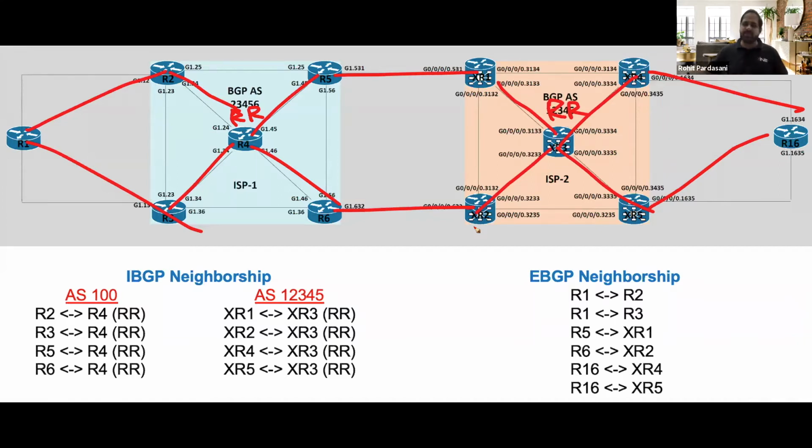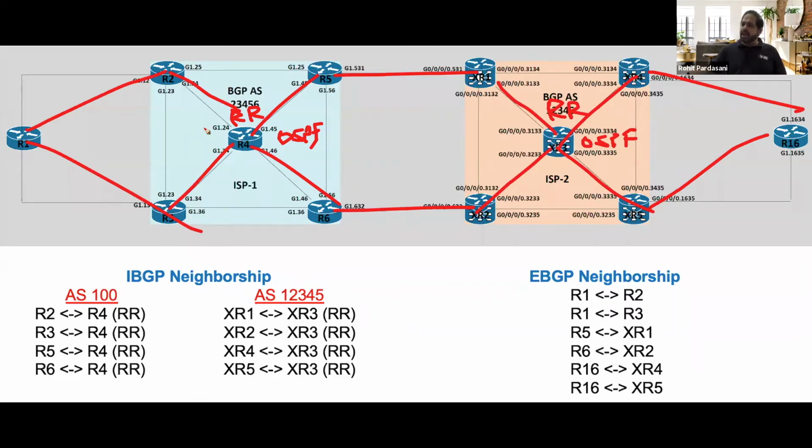As far as IGP is concerned, ISP1 within its internal network, not to the customer, is running OSPF. I'm not running MPLS. There's no MPLS running right now. But ISP2 is also running OSPF within its infrastructure. So this is my pre-configuration. What we will do is look at BGP attributes one by one, and how BGP does path selection.